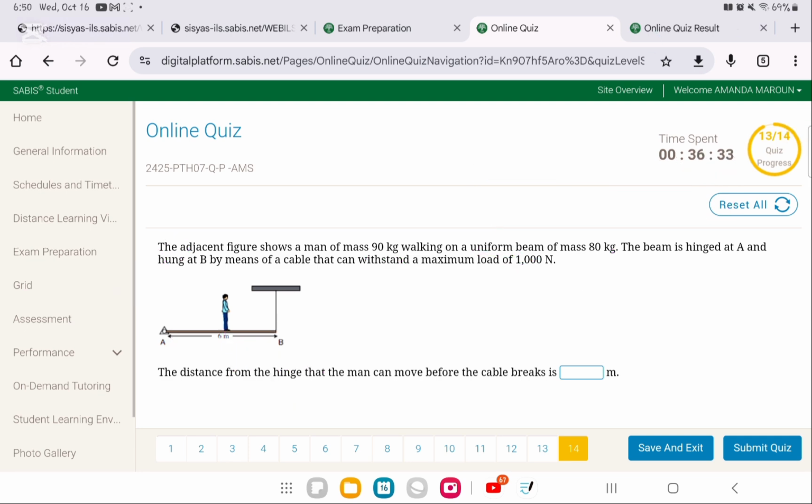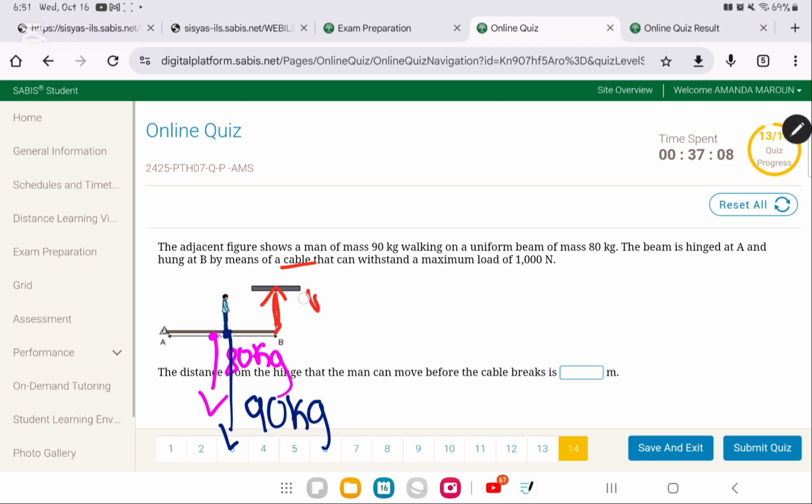So something very important. Let's draw. First of all, we have the center of gravity. We have the weight of the uniform beam, which is 80 kg. Then we have the weight of the man, which is 90 kg. They're asking us, what is the maximum distance the man can move before the cable breaks? We know that there is a cable that's pulling upwards. The force is upwards. It's a tension force, okay? It has a maximum load of 1000 newtons.